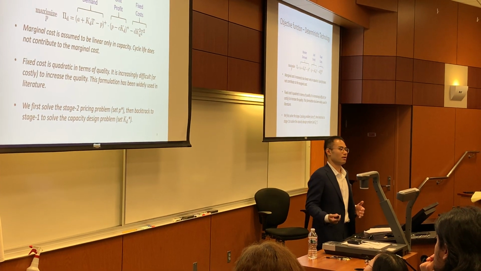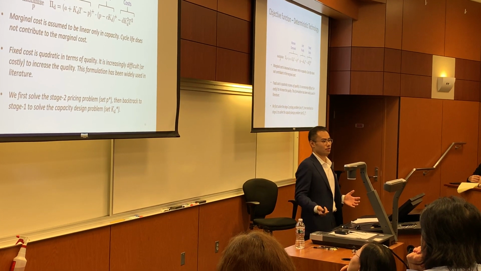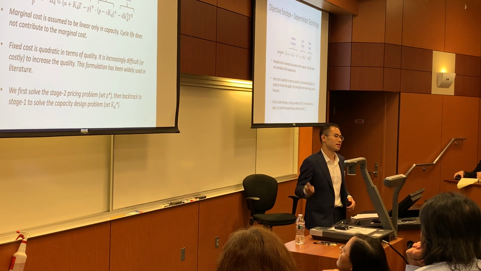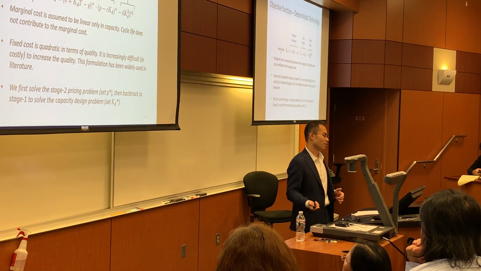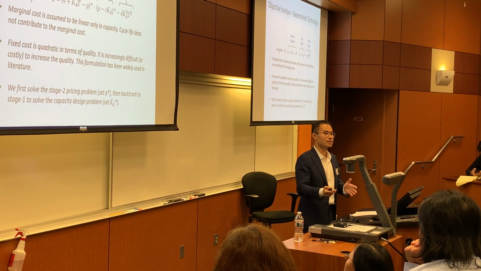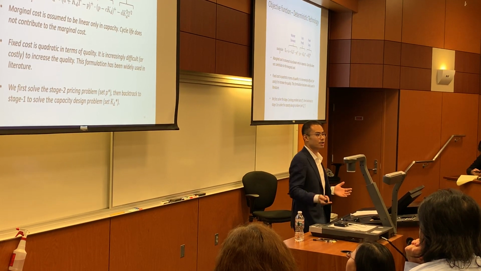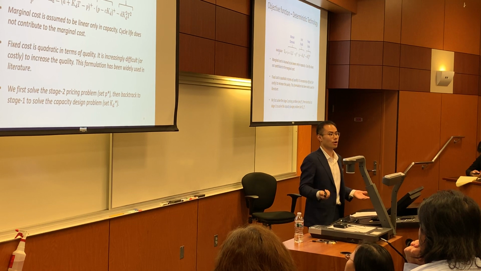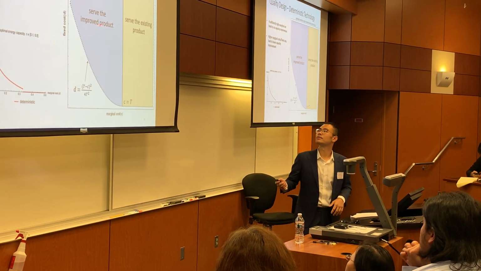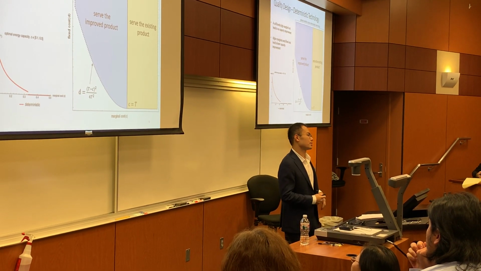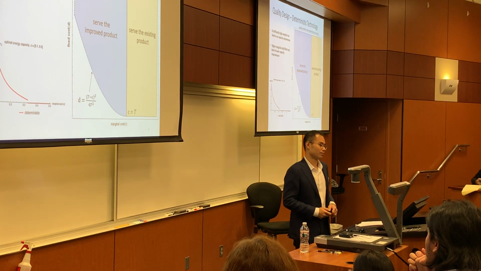So we are solving a problem that involves a two-stage decision. We start from the second stage, solving for the optimal price, and then go back to stage one to solve for the optimal capacity, which directly influences the product quality. So that's how the firm should design the product quality in stage one.